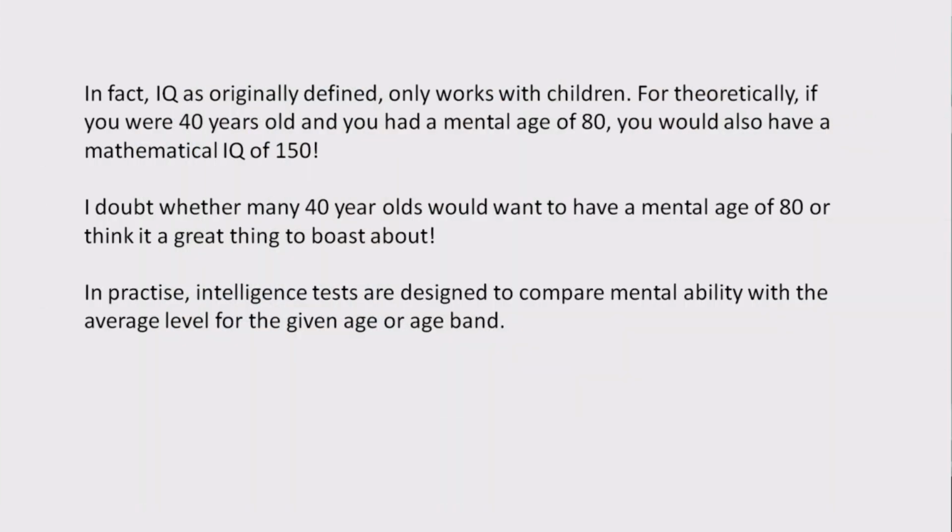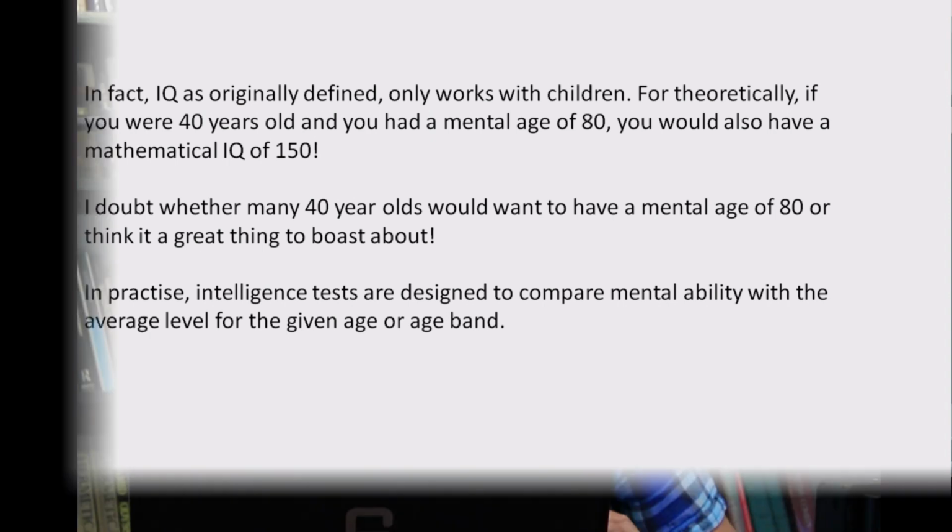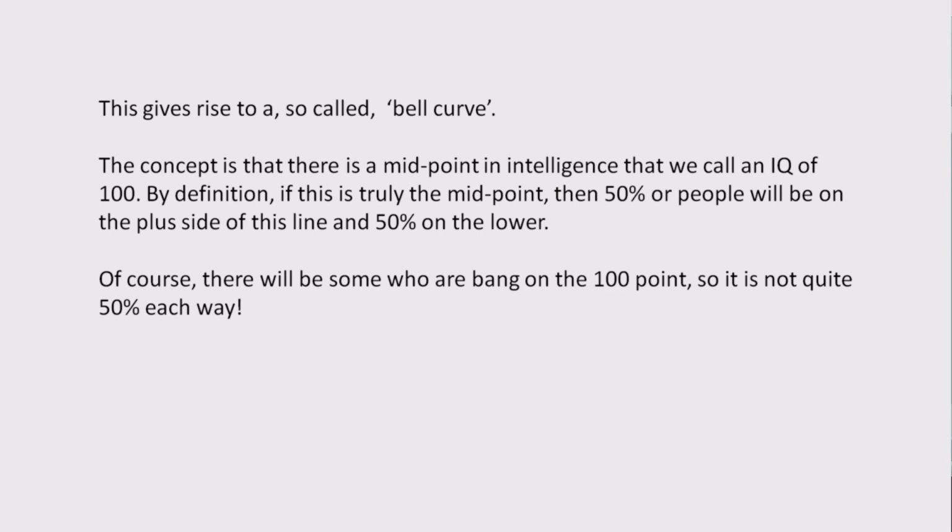In fact, IQ, as originally defined, only works with children. But theoretically, if you were 40 years old and you had a mental age of 80, you would also have a mathematical IQ of 150. I doubt whether many 40-year-olds would want to have a mental age of 80 or think it a great thing to boast about. In practice, intelligence tests are designed to compare mental ability with the average level for the given age or age band. And this gives rise to the so-called bell curve. That's how they actually do it now.